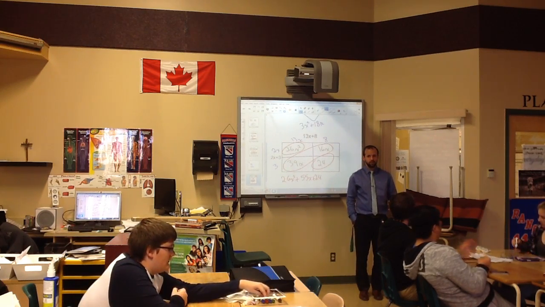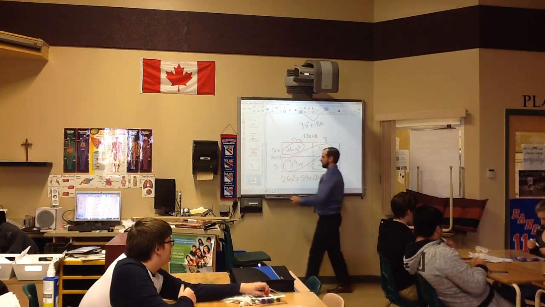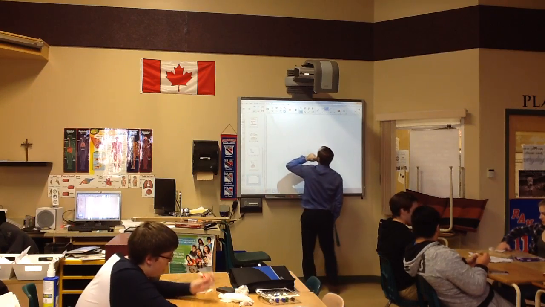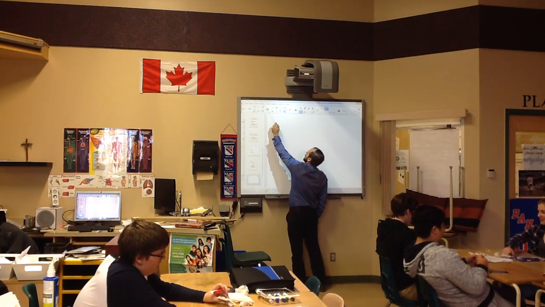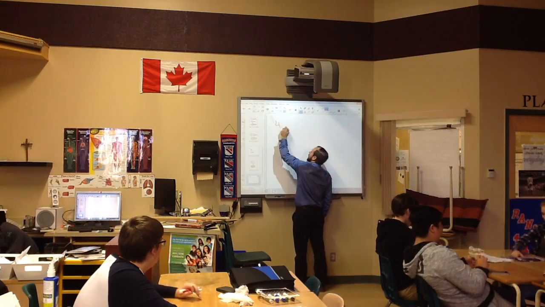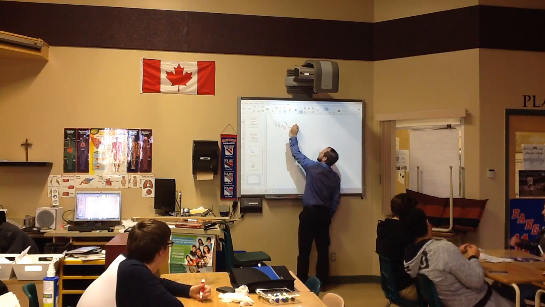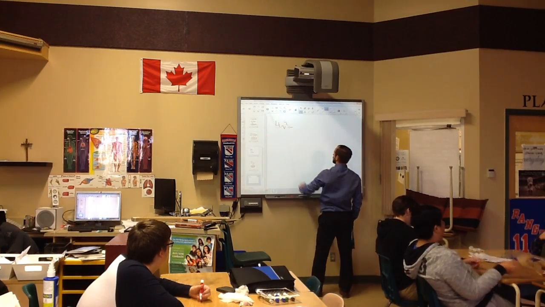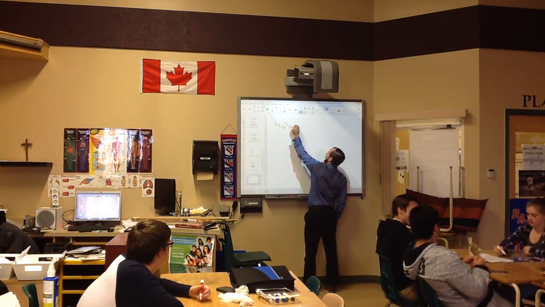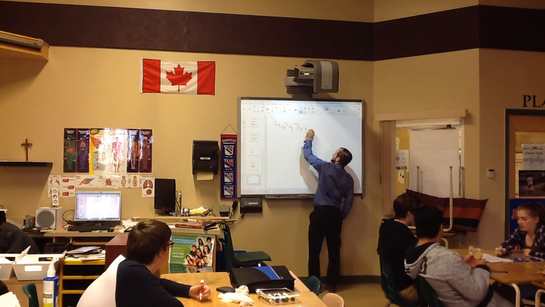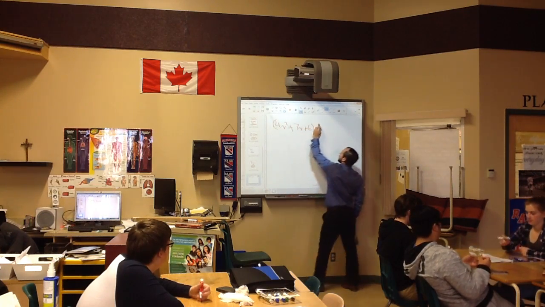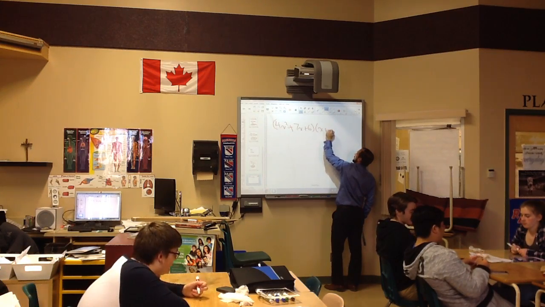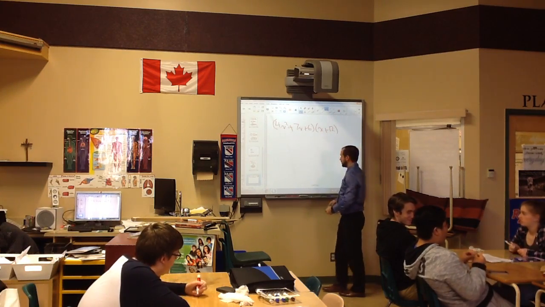People are getting it? Yes, no? You want another one? Well, Ryan just got here, so Ryan's going to do some learning. Let's go with 4x squared plus 7x plus 6 multiplied by x plus 12. Go.